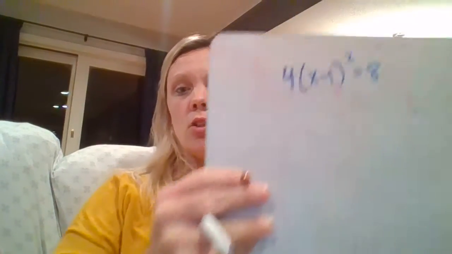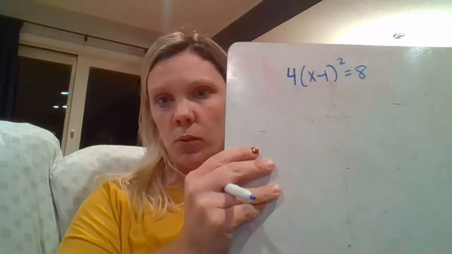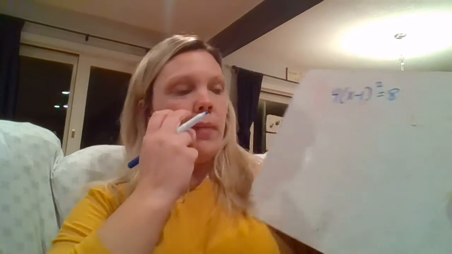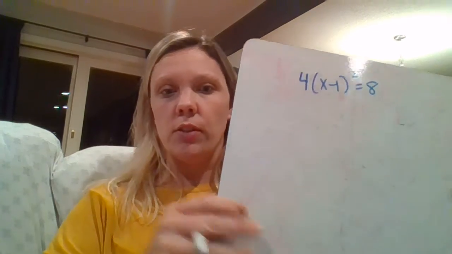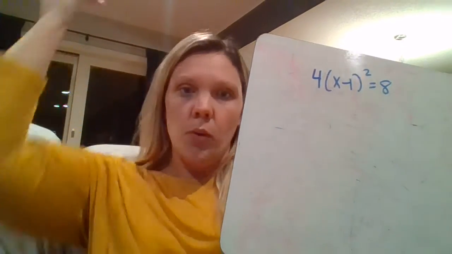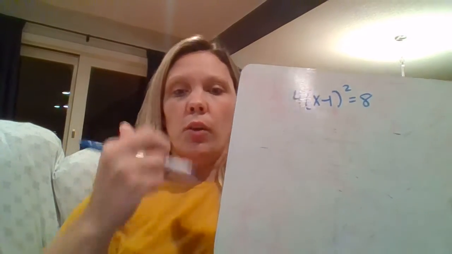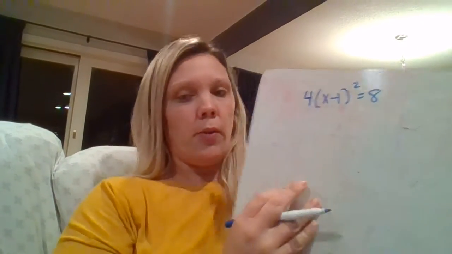So the first one is 4 times (x minus 1) squared equals 8. You distributed in the 4, and you can't do that because of order of operations. Order of operations says we do exponents first, then multiplication. So you can't distribute because you need to do that exponent first.